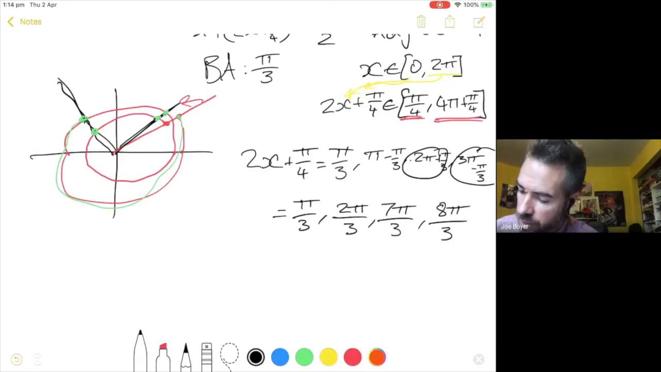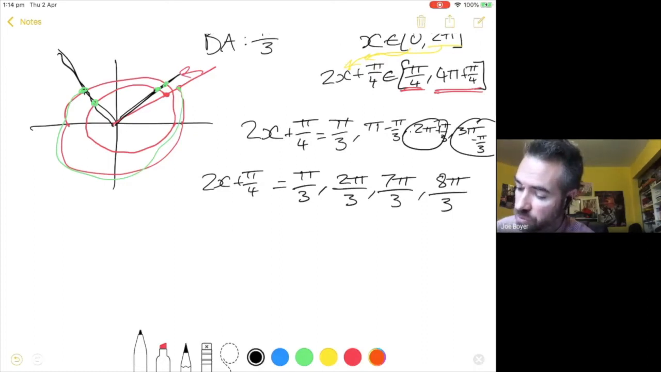That's great, but those are actually solutions for 2x plus pi on 4. And we still need to get down to solutions for x. So how am I going to do that? Well, first of all, I'm going to need to subtract pi on 4 from each. So I'm going to need to do this step multiple times.